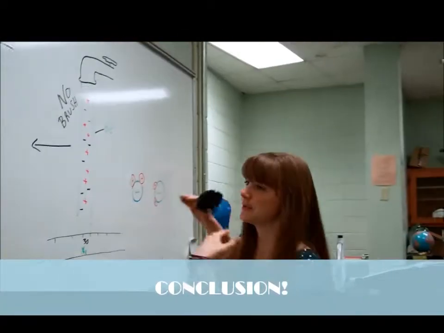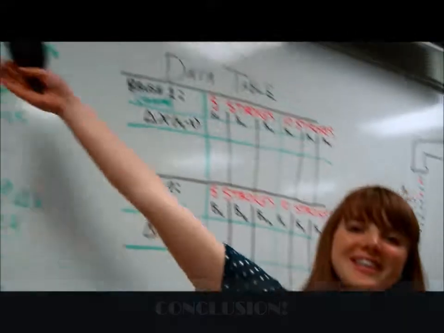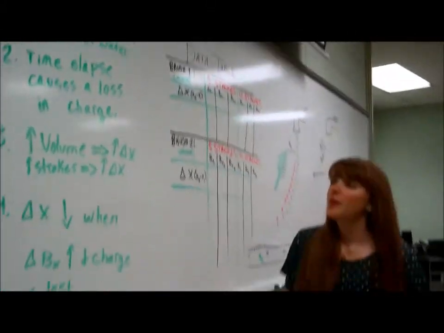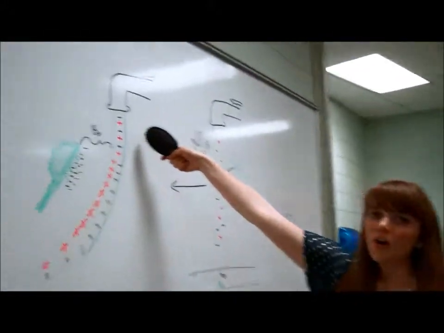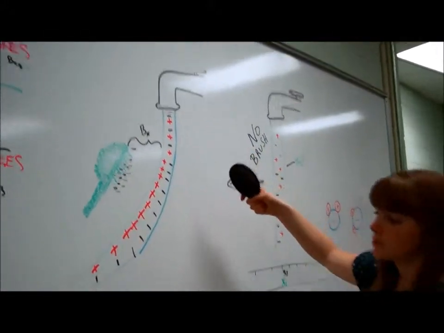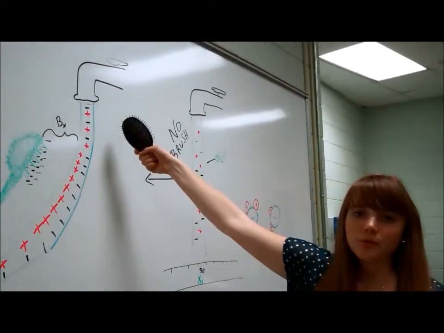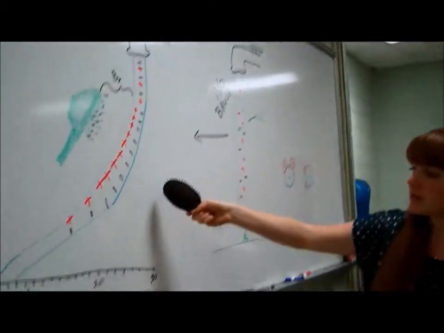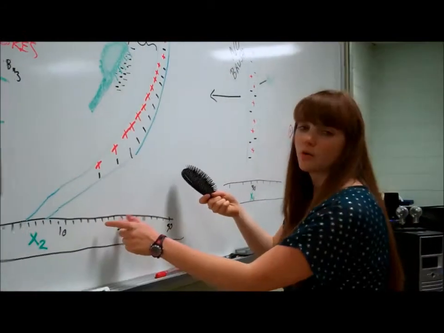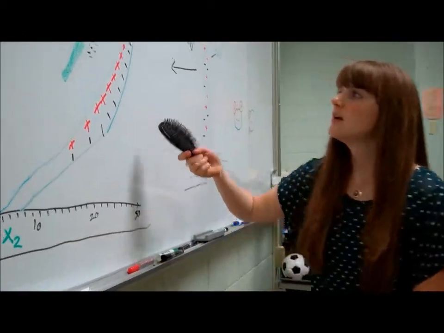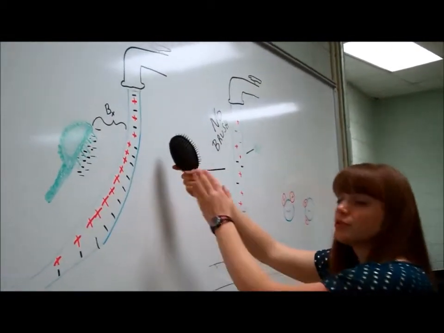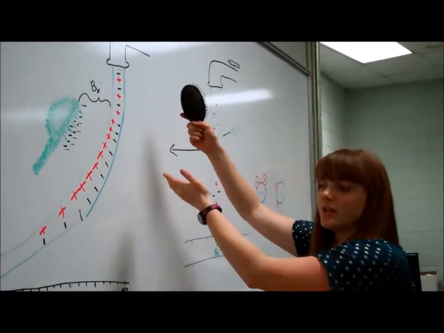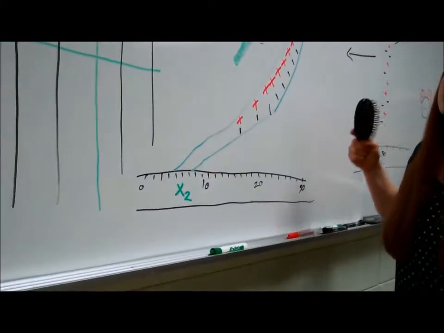Okay, so after we've done the experiment and we've recorded the data, it's time to make conclusions. One thing we notice when we do our experiment is that when the brush is higher on the water, closer to the source, the water moves farther. When we bring the brush lower, it'll only be maybe 2 centimeters different or something. So we concluded that the closer the electric force is to the source, the greater the change in X.